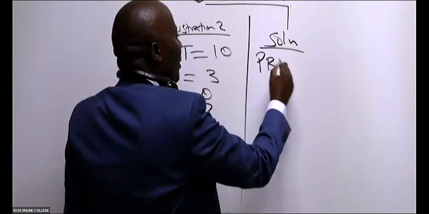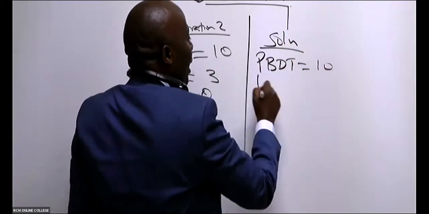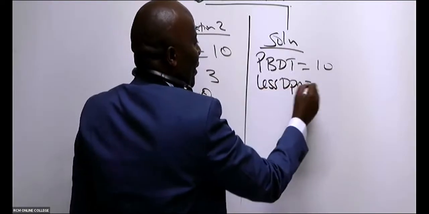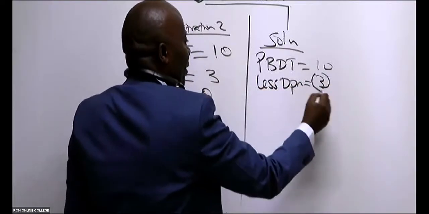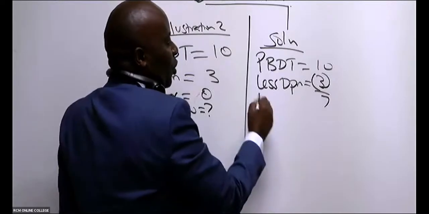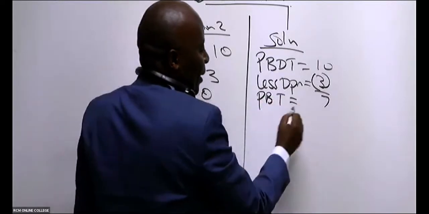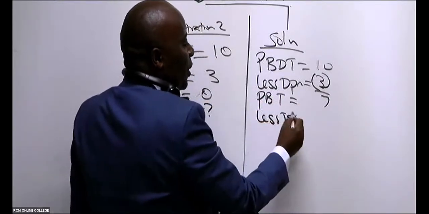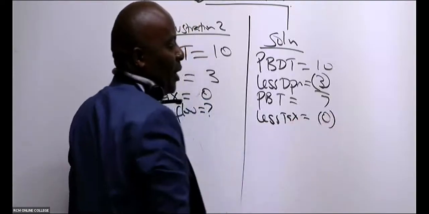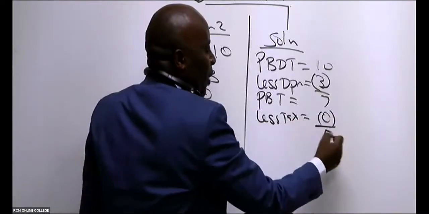Solution. So this PBDT is 10. Come and say less depreciation of 3, isn't it? You get 7, right? So this will be profit before tax. Less tax, which is comfortably 0. So 7 minus 0 gives me 7.